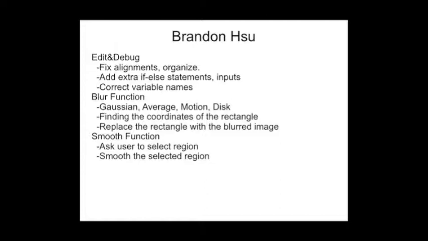Included in the blur function, which we will show you later in our program demonstration, we have included 4 different types of blurring: Gaussian, average, motion, and disk. During the blur function script, we find the coordinates of the rectangle that the user crops and replace that rectangle of the image with a blurred image. And for the smooth function, we do the same thing: ask the user to select a region, and we smooth that region and output the image.